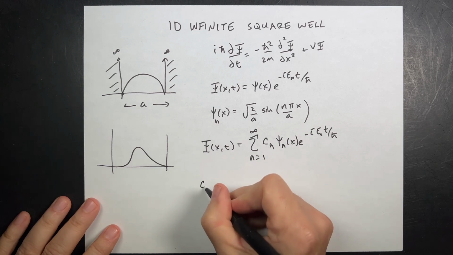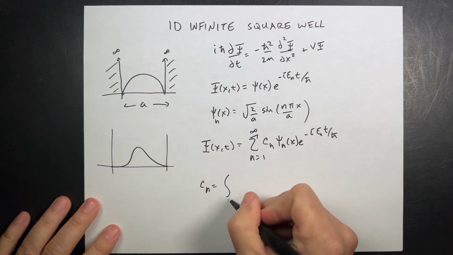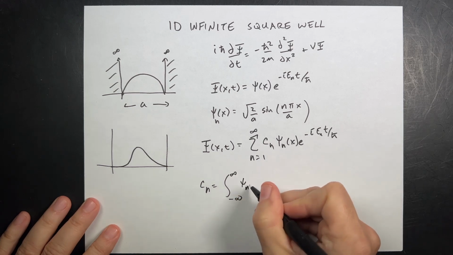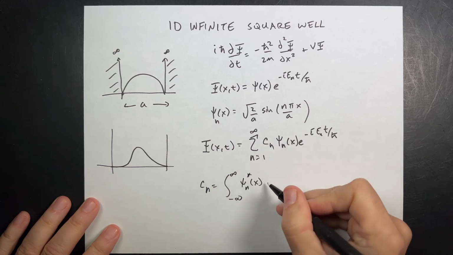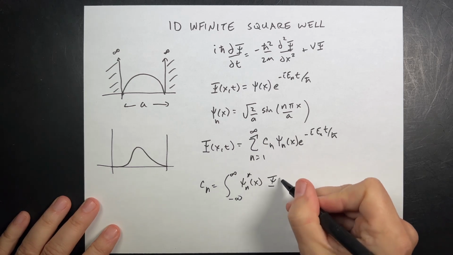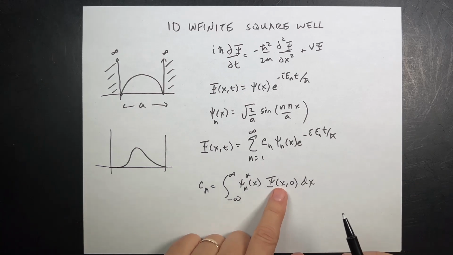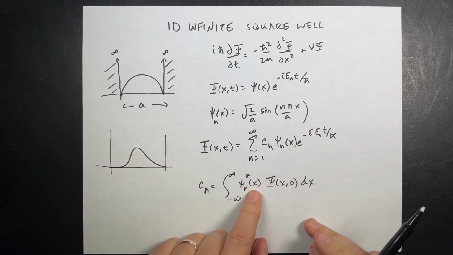I can find C_n, which is going to be the integral from negative infinity to infinity of psi_n of x star, the complex conjugate, times psi of x, 0, dx. So if I know the initial wave function right here, and I know the solutions, I can find the coefficients.